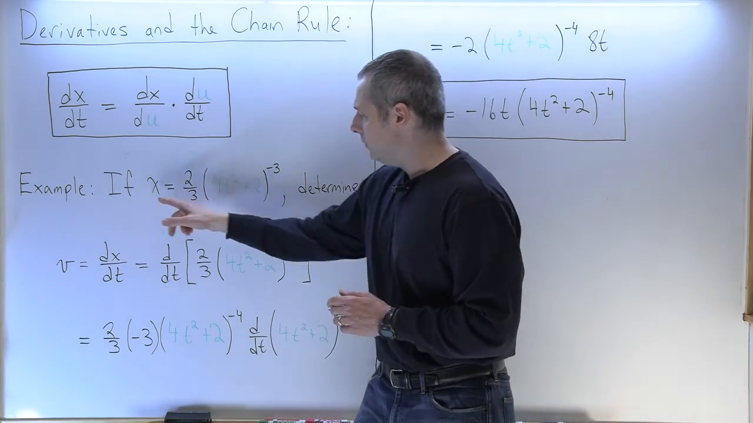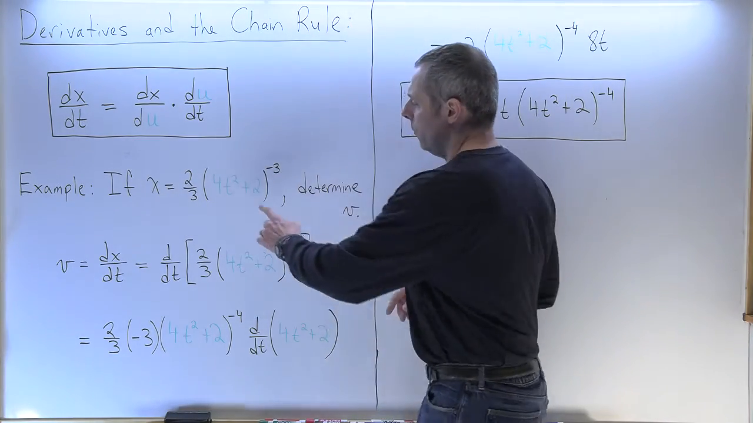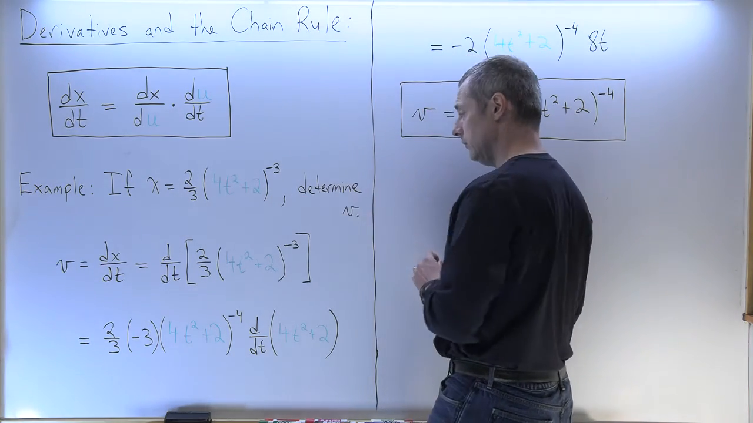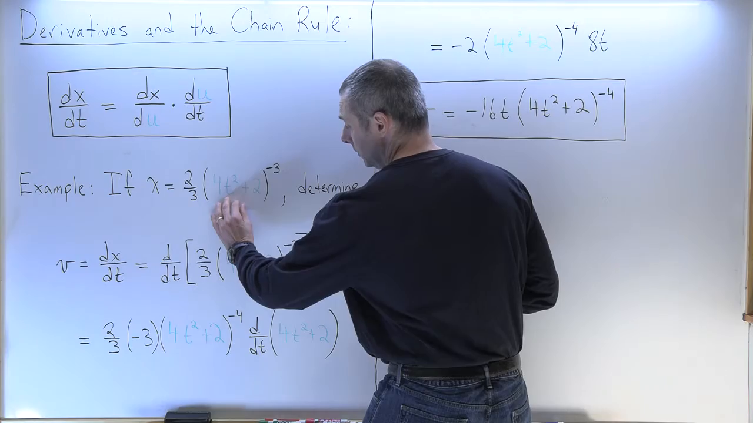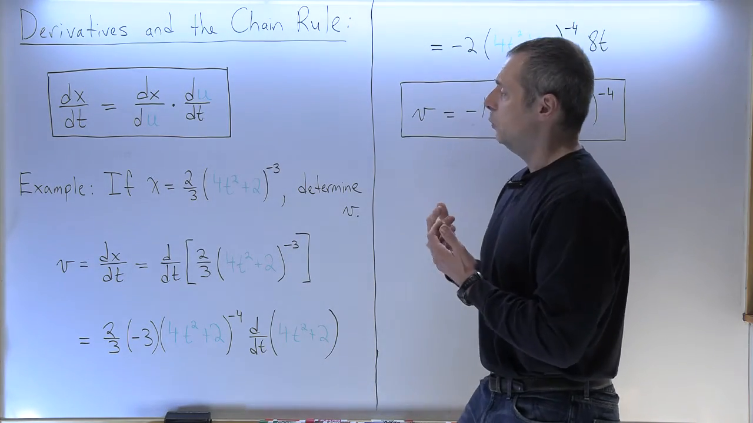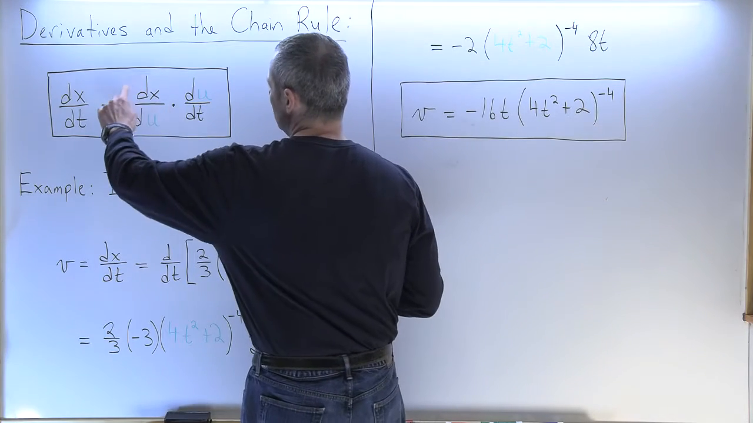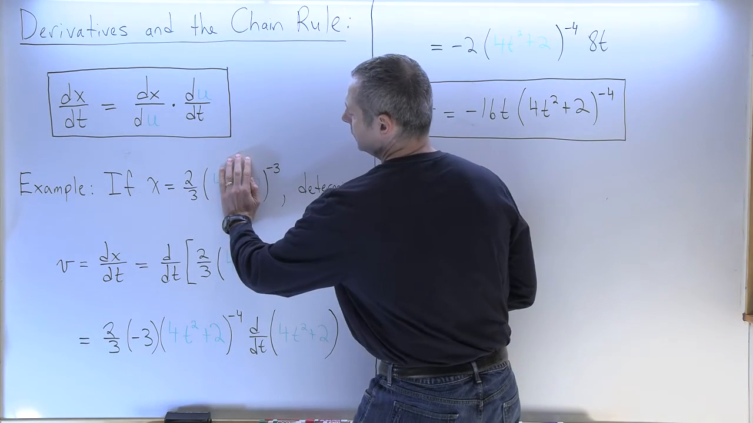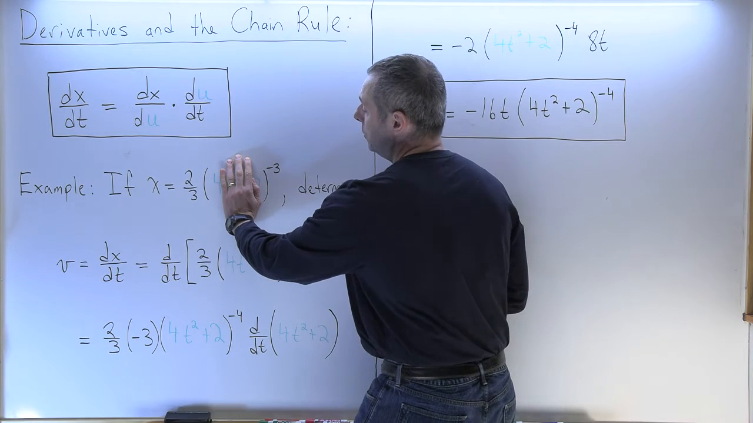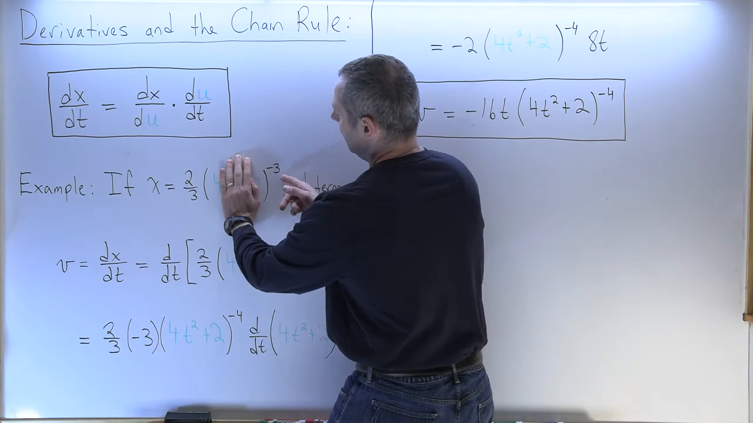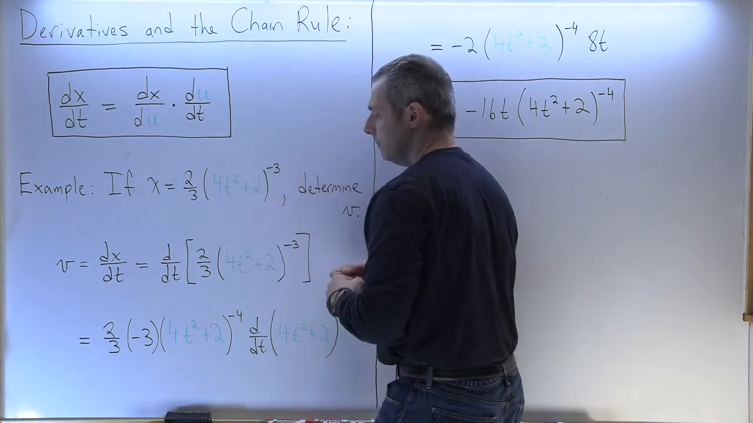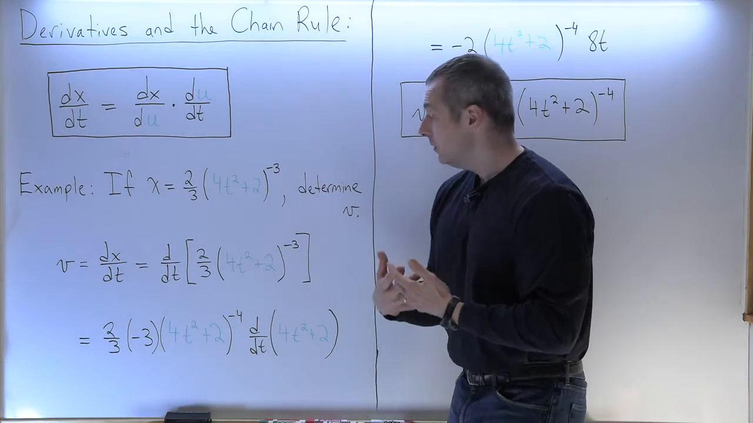Here we have an example. If x equals 2/3 of (4t squared plus 2) to the negative third, determine the velocity. Now I put this in a different color to hopefully help you see the pattern. Because what we do is we take the derivative of this function as if this was just a regular old variable. And we know how to do that. We use the power rule. We move the negative 3 to the front and then we subtract 1 to make this to the negative 4. So let's go ahead and do that.